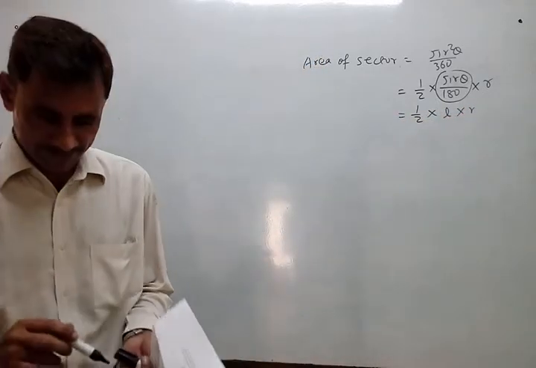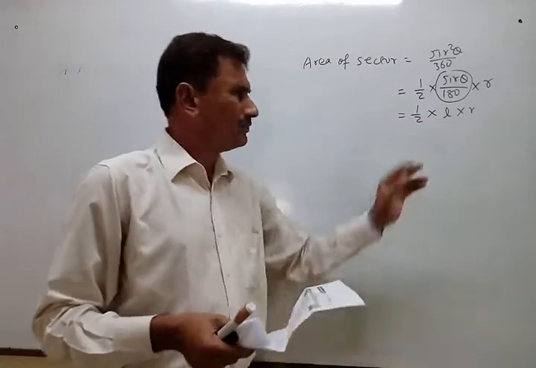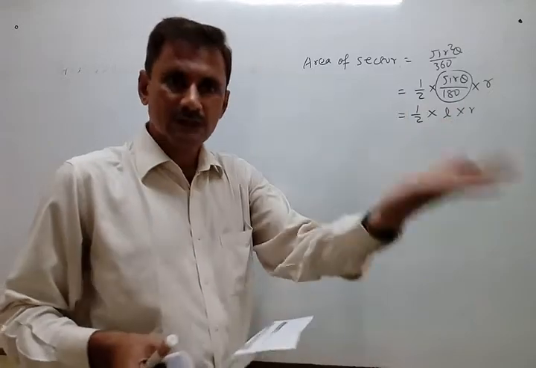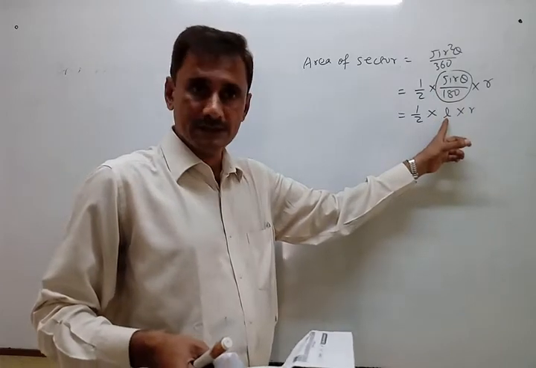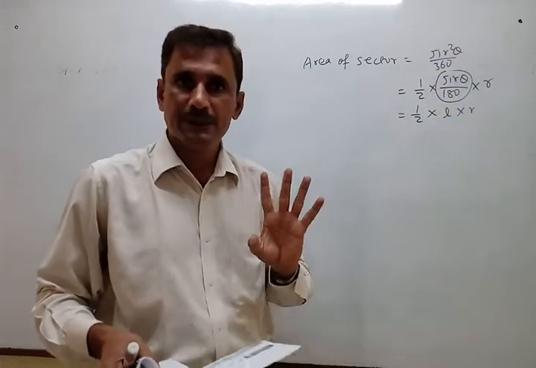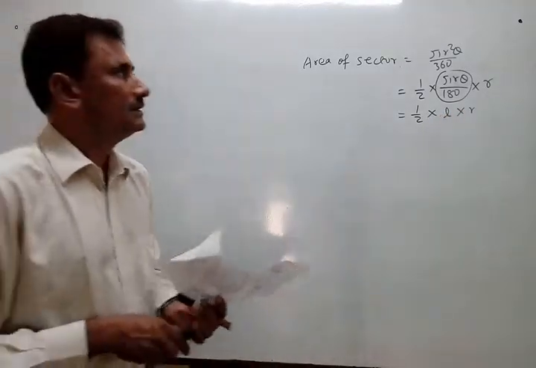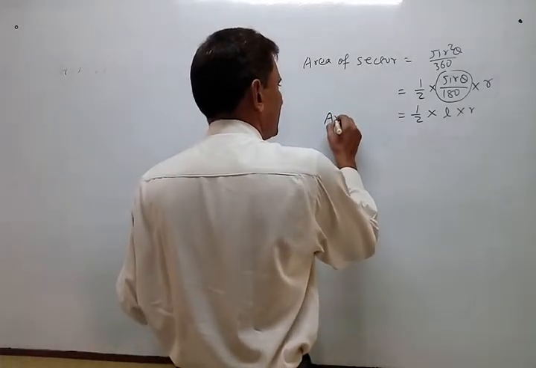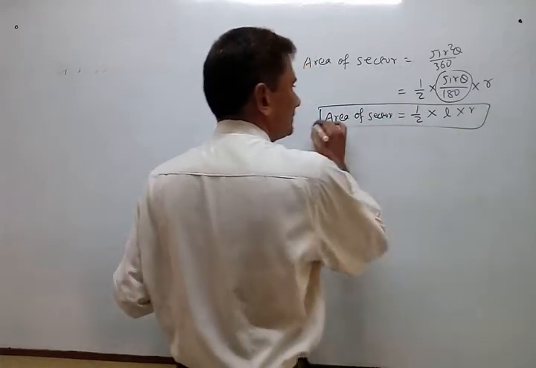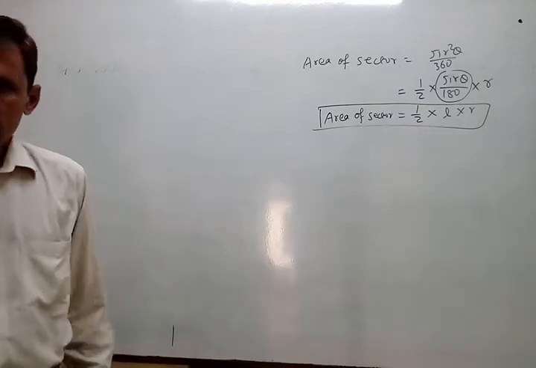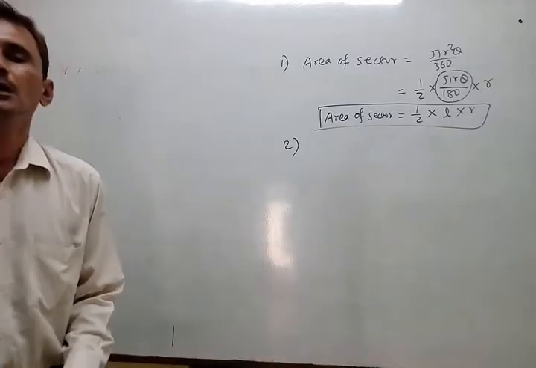So half into L into r. You understand? This is the second formula we derive, half r L. That is another formula. Whenever the length of arc is given, radius is also given, but theta is not given, instead of theta L is given, L meaning length of arc, then also you can find the area of sector. So this is the second formula for area of sector. Derivation is not required. If you want to understand, then only, otherwise memorize this formula.